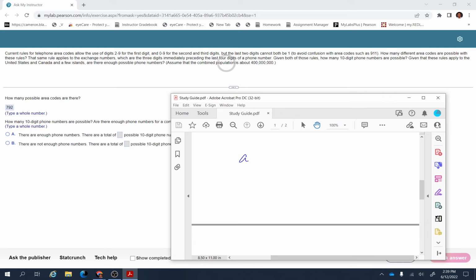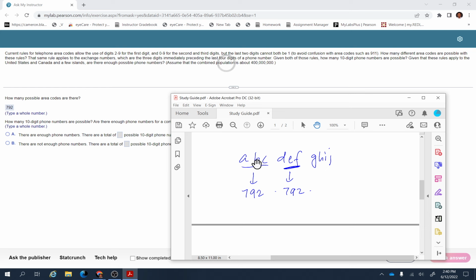Like we know A, B, C, now D, E, F, and then the last 4 digits, say G, H, I, J. For the first 3 digits, we know there are 792 possibilities. And for the next 3 digits, because we are applying the same rule, there will be 792 possibilities as well. And for the rest of the 4-digit number, if you read the instruction given here, that same rule applies to the exchange number, which are the 3 digits immediately preceding the last 4 digits of a phone number. Given both of those rules, how many 10-digit phone numbers are possible?